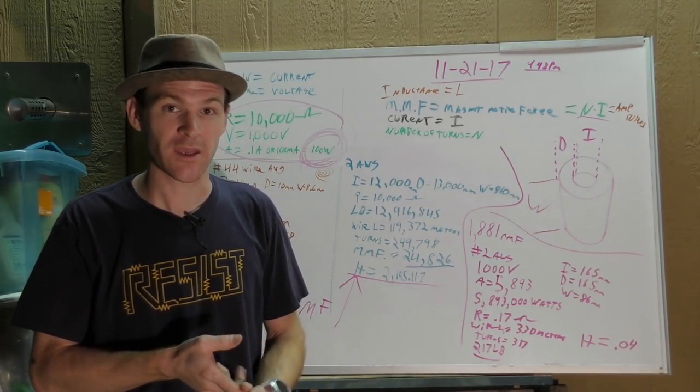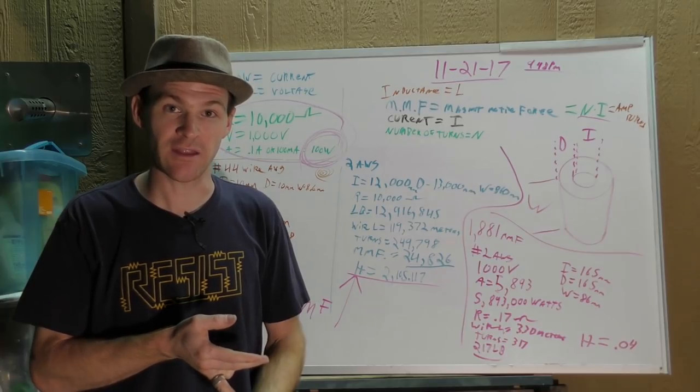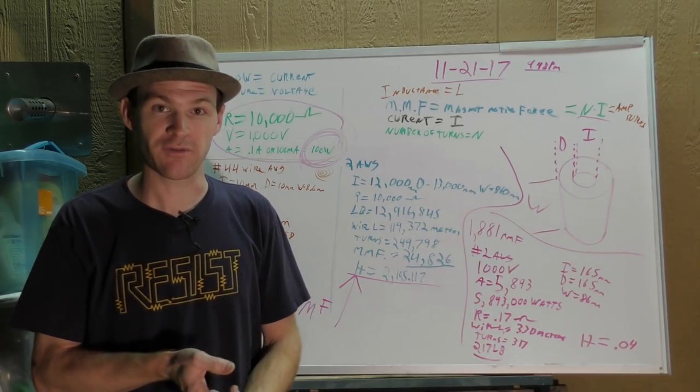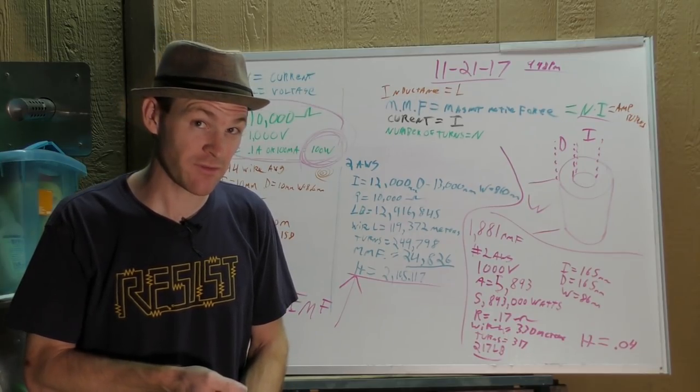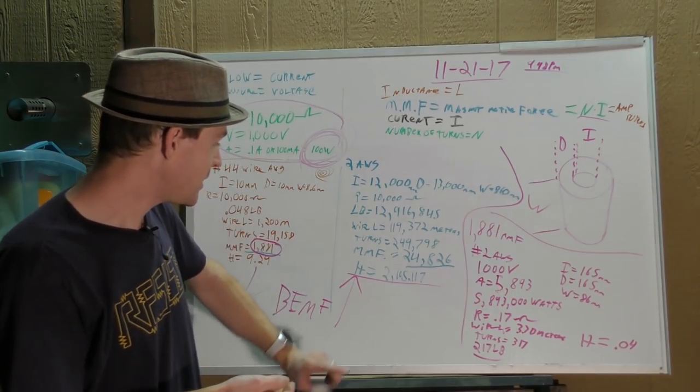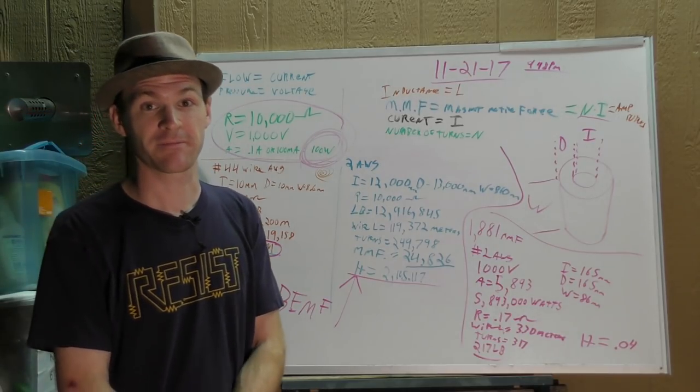More copper, less amount of current you need to align the same amount of atoms, bigger the field you generate, bigger the Henrys the coil is. You can use that magnetic field to rotate a rotor, and you also get a bigger back EMF.